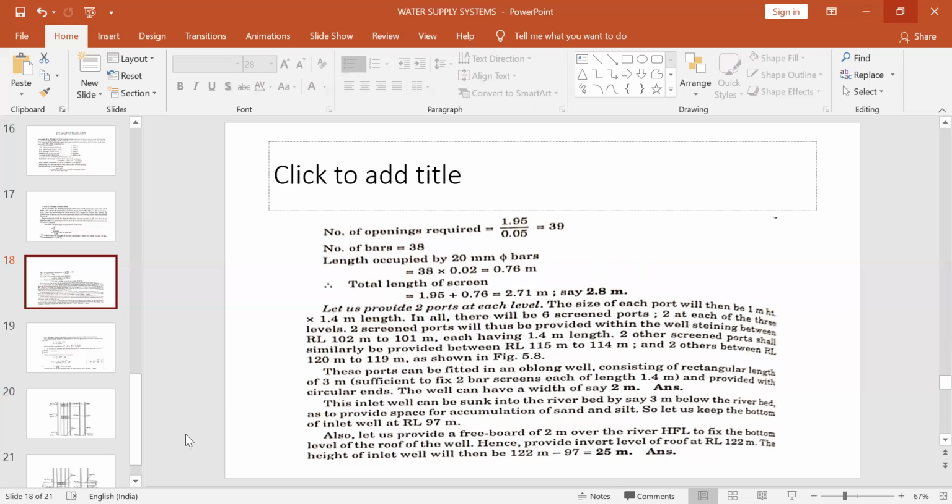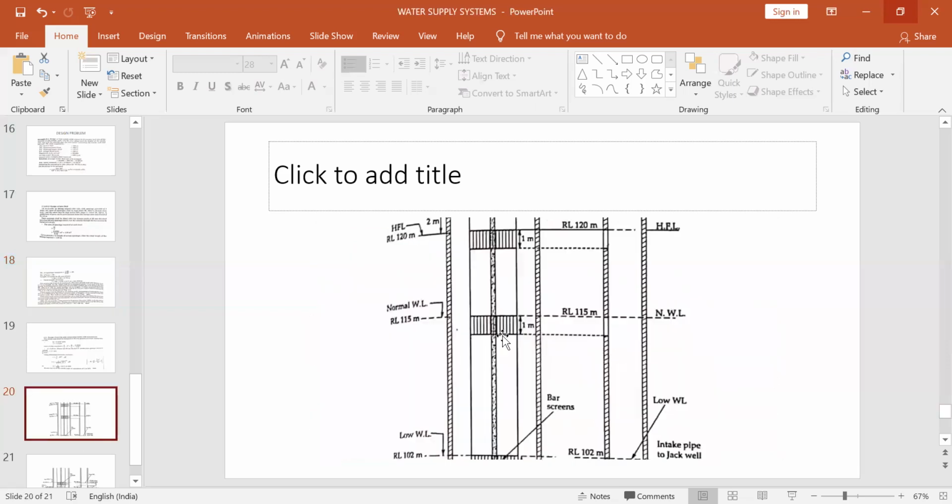That means this portion is 1.4 meter, and this portion is also 1.4. So one oblong well will be for this portion and another oblong well will be for this portion. For this 1.4 meter width, you are providing a 2 meter diameter of the oblong well. Again for this 1.4 meter width, you are providing a 2 meter diameter of the oblong well. So this is what it is trying to say.